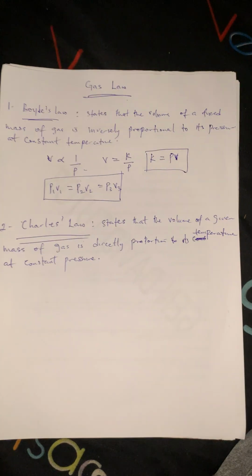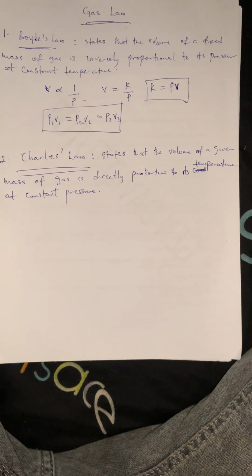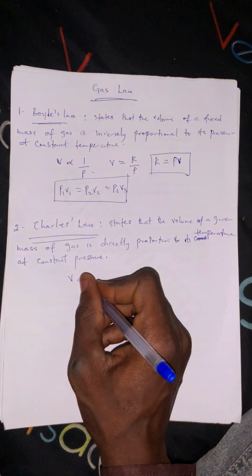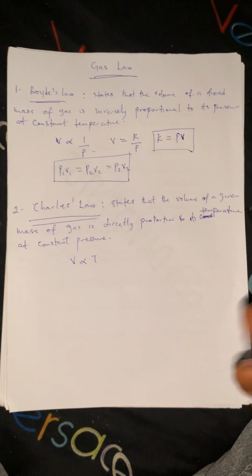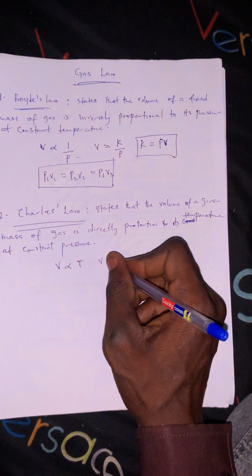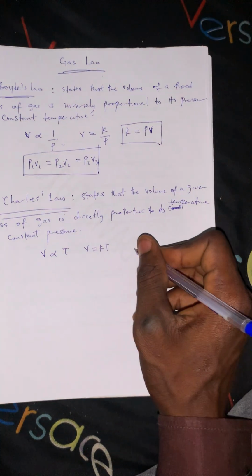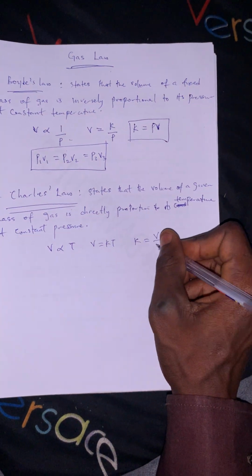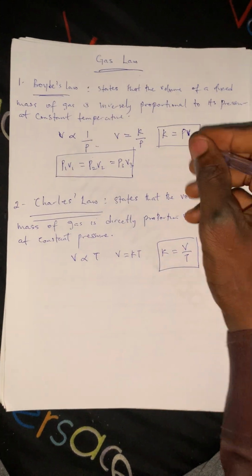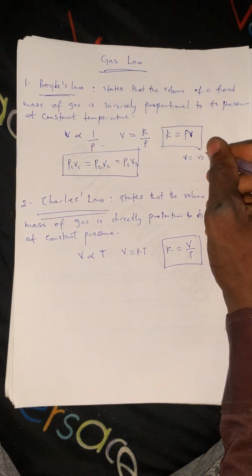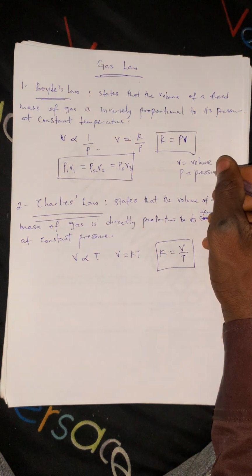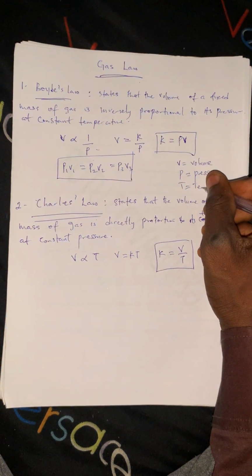So that shows that we are talking about direct proportionality. The volume is directly proportional to the temperature. If we remove the proportionality sign, we have V equals KT. So making K the subject, K will be equal to V over T. So V here is volume, P is pressure, and T is temperature.